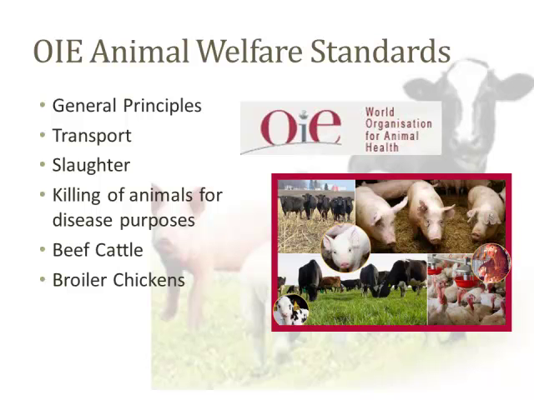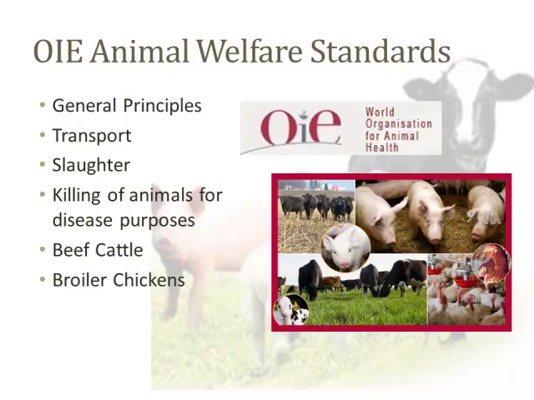So the standards are developed through an ad hoc expert group, and they're convened to draft text. The texts are normally reviewed by the OIE Animal Welfare Working Group, which provides recommendations then to the Terrestrial Animal Health Standards Commission, which is also known as the Code Commission.